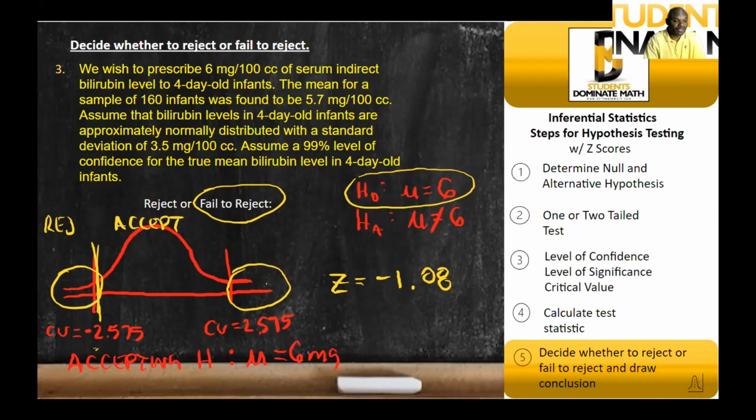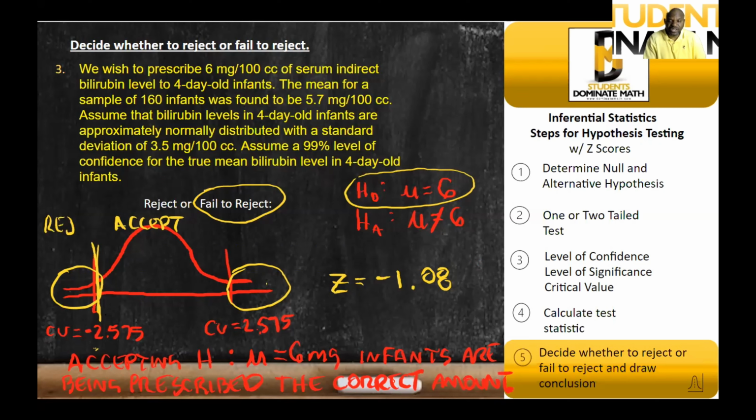We're accepting the fact that the infants are being prescribed the correct amount, which would be 6. So that's it.